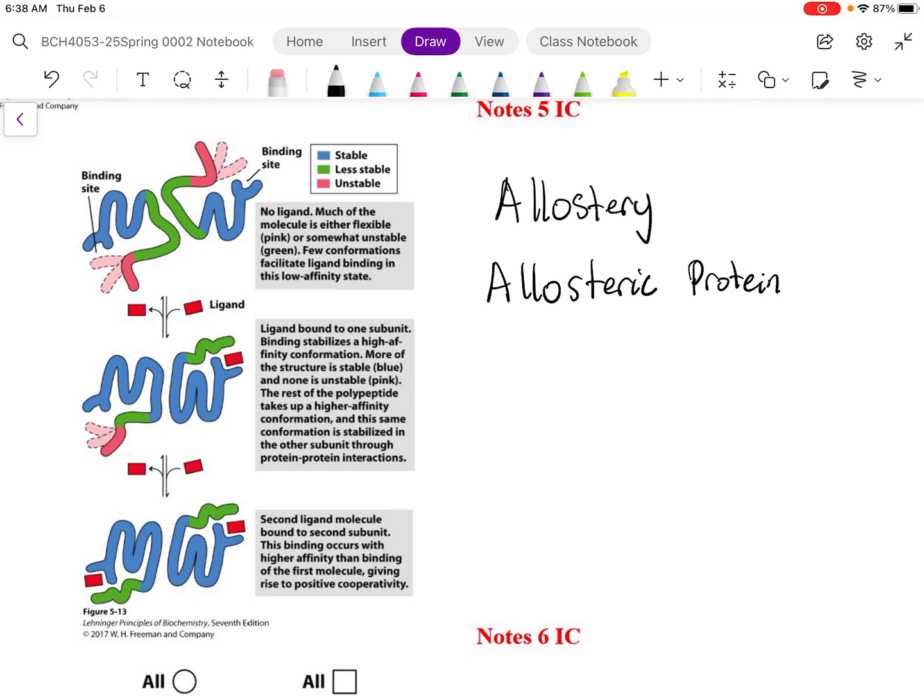Can you repeat the definition for allosteric? What I just described about how the first binding event influences the second binding event, and then the third and the fourth. So when a protein is influenced into doing something based off of what ligand is binding to it.